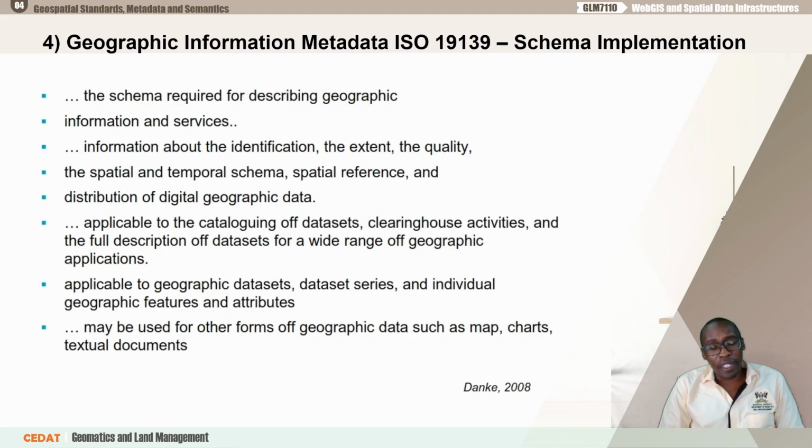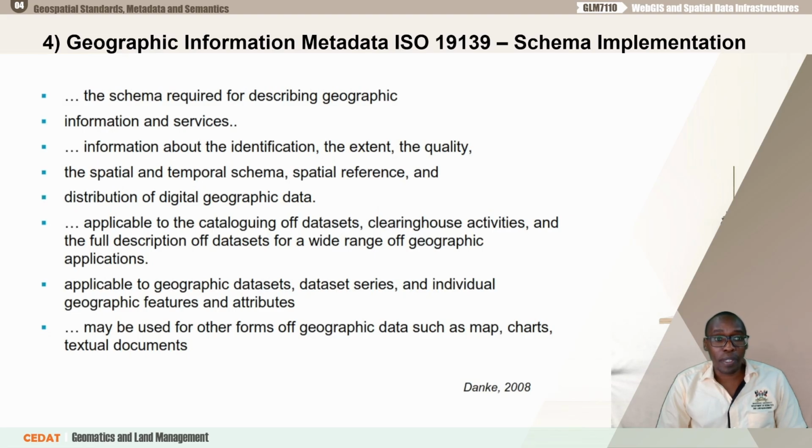So we've been explaining the ISO 19115 metadata standard, but we also have the ISO 19139 metadata schema implementation. This basically is required for describing geographic information and services. So it has information about identification, the extent, the quality. It also has information on the spatial and temporal schema, the spatial reference, and the distribution of the digital geographic data sets.